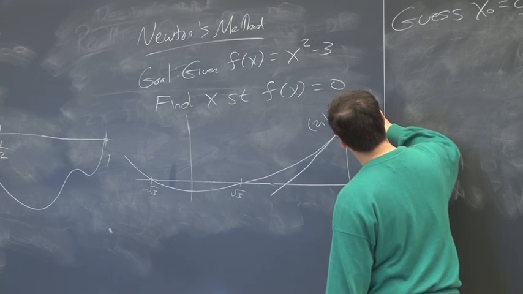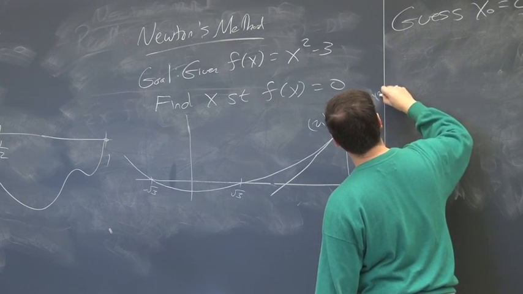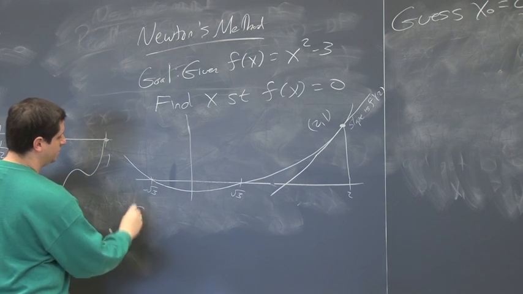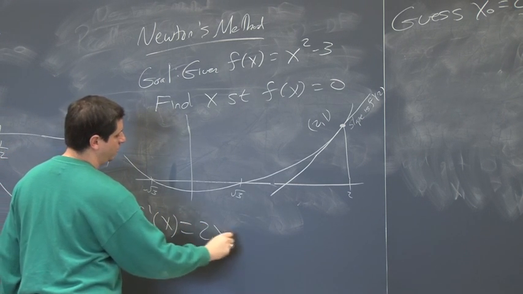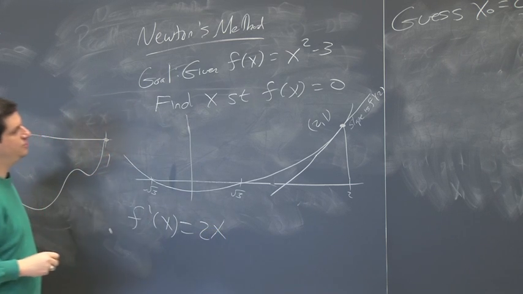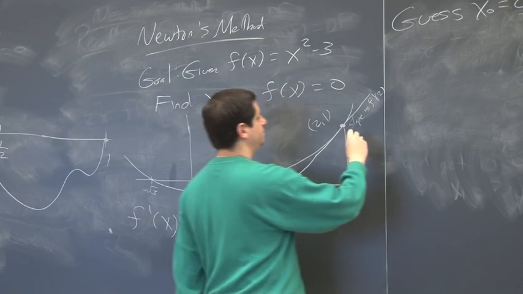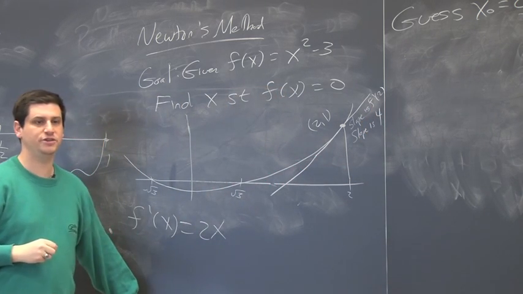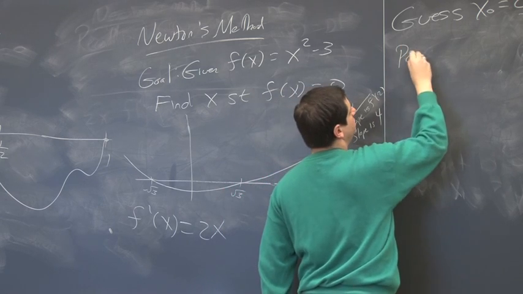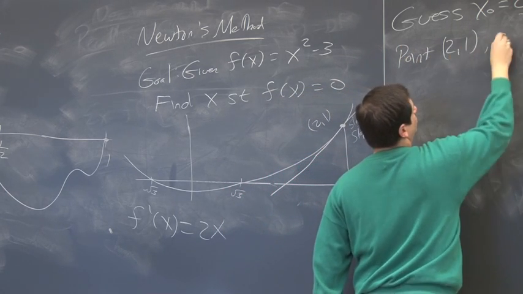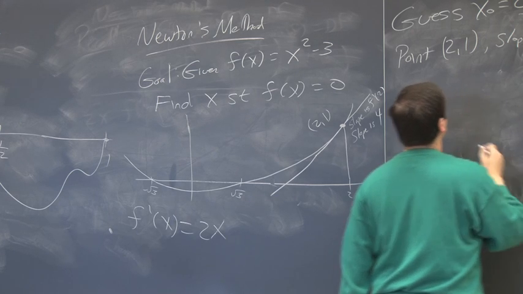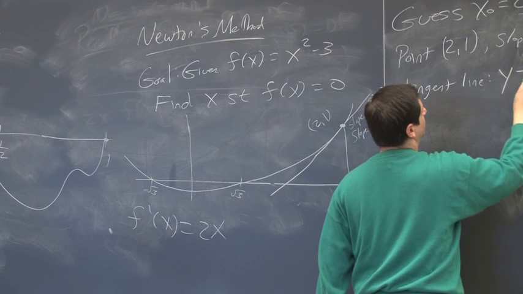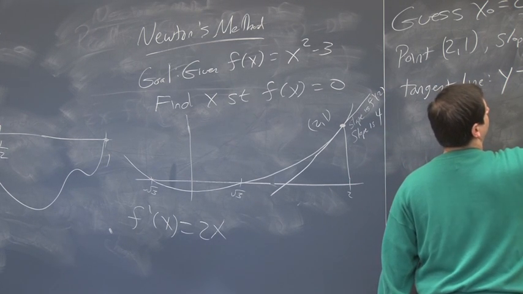So the slope is f prime of 2. And since f of x is x squared minus 3, f prime of x is just 2x. So f prime of 2 is just going to be 4. So slope is 4. So what we can do now is we can write down the tangent line. So we have the point 2, 1. We have the slope is 4. So tangent line is y minus 1 is 4 times x minus 2.